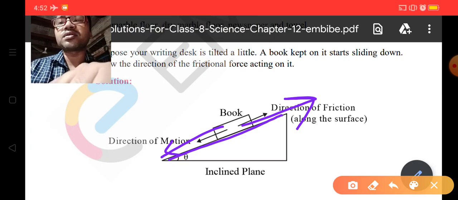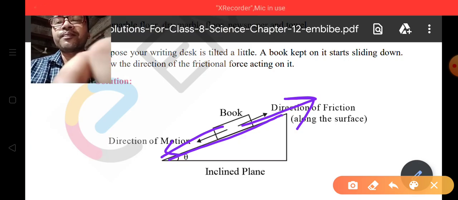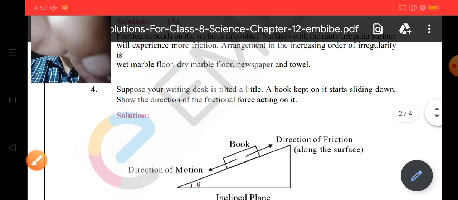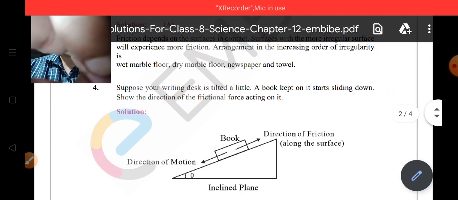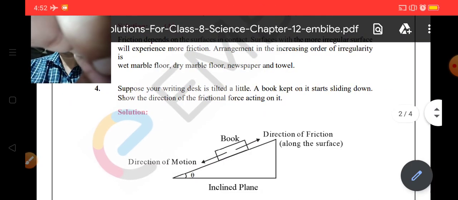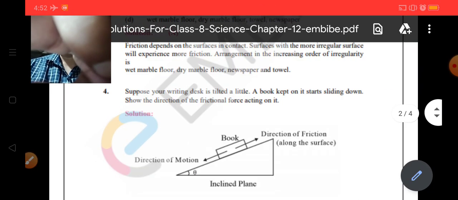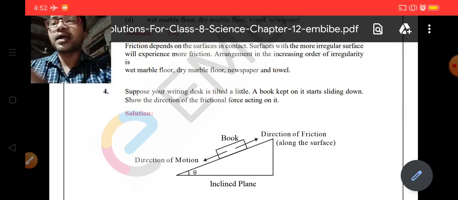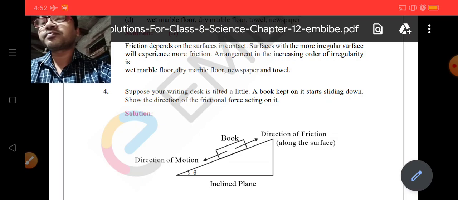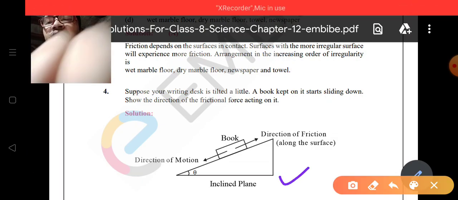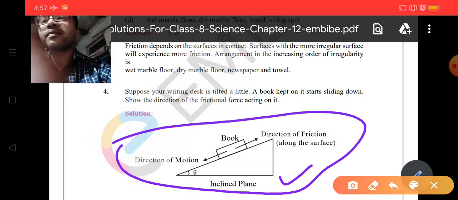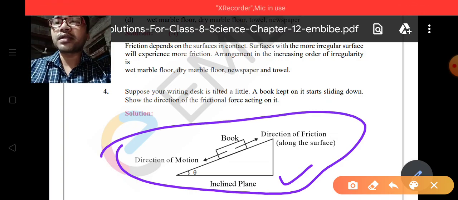This is the answer of this question, that is question number 4. So you can see here, this is the question, and you can write down the answer by seeing your screen. The answer is clear on your screen. You can draw this diagram. This diagram is your answer. Okay, so complete your answer. Try to write it down in your copy.